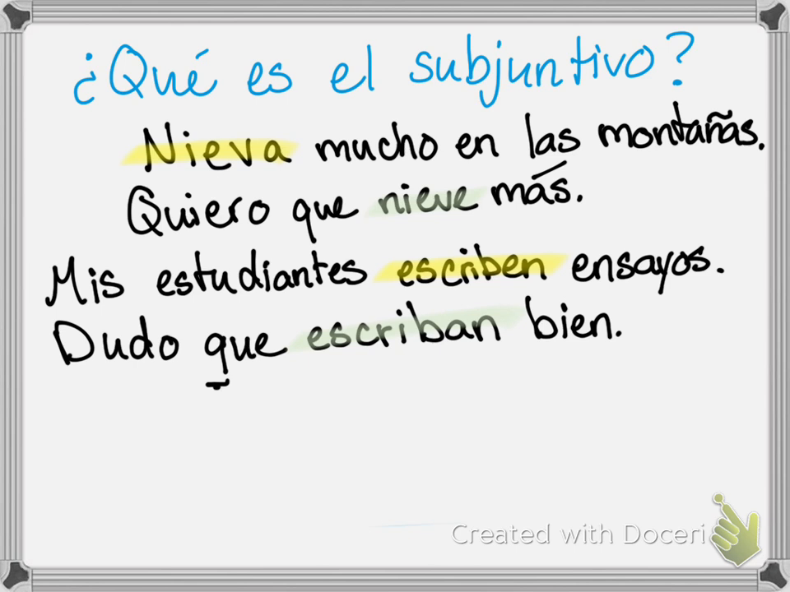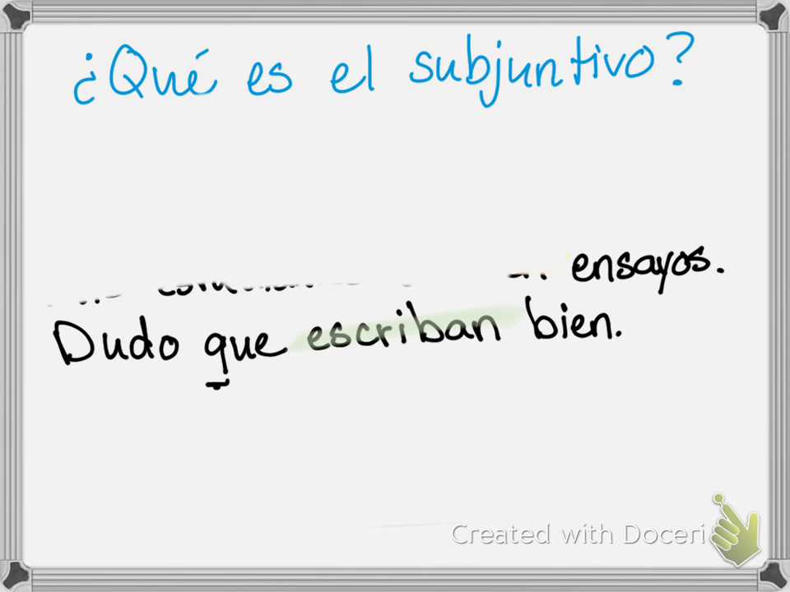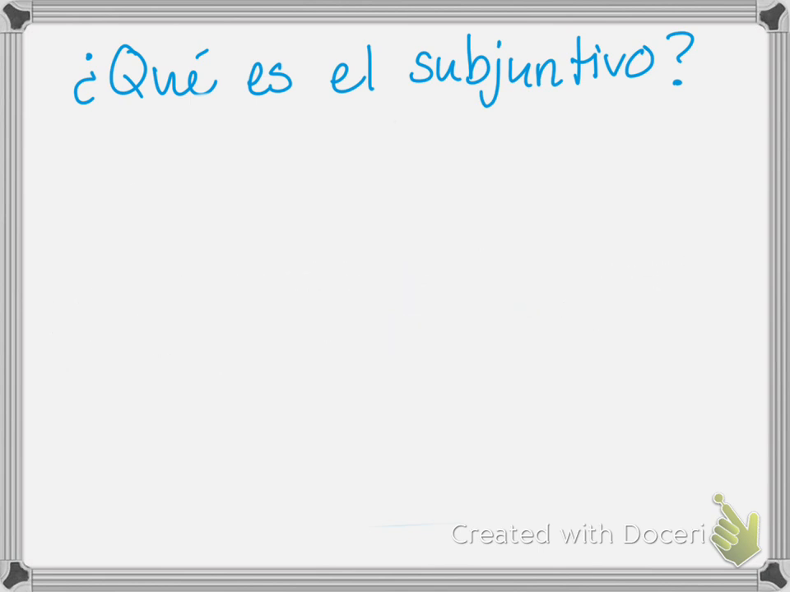So you can see here, escriben in my indicative became escriban in my subjunctive. So once again, I'm going with our opposite ending. If my A becomes an E, then my E becomes an A. So escriben ensayos, dudo que escriban bien. There are irregulars. Of course there are irregulars. Why would there not be irregulars? Some common irregulars include any verb that is irregular in the yo form in the present.